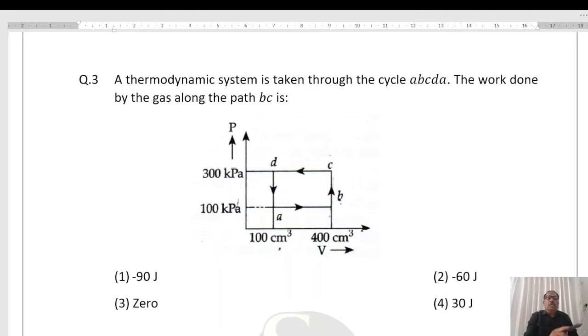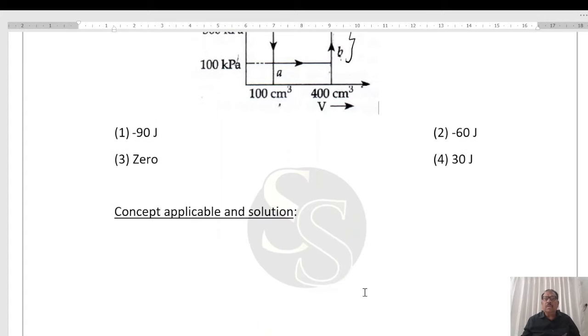Question is, a thermodynamic system is taken through a cycle A, B, C, D, a closed cycle. Work done by the gas along the path BC. Right? Now, before giving the answer, certain additional information surrounding this question are being discussed.